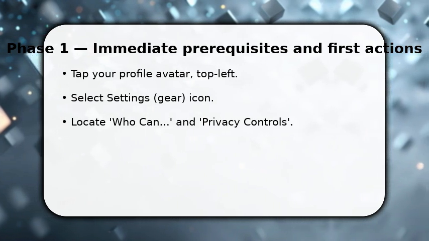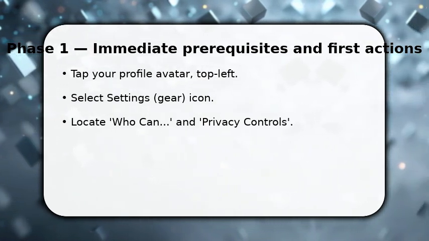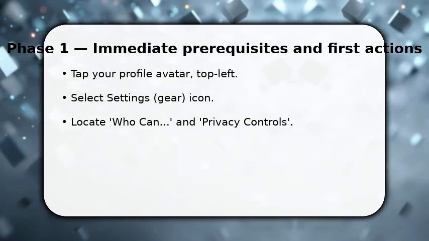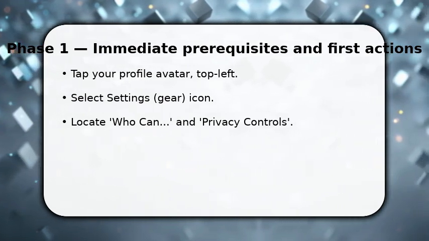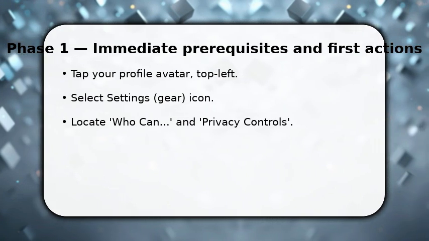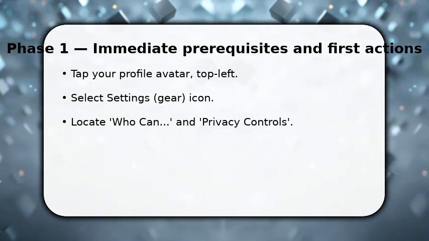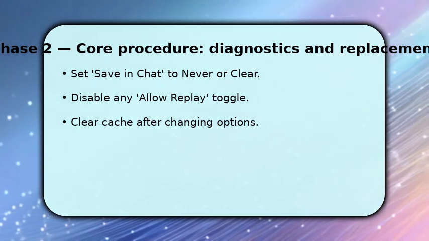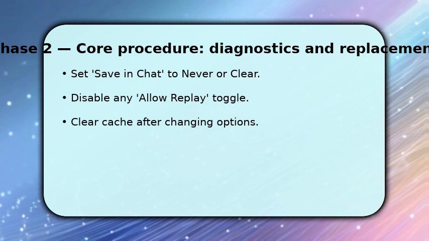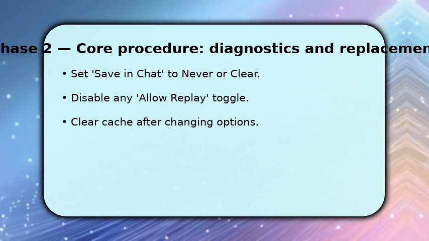Make sure to keep the app on the main account if you use multiple logins, because these controls are account-specific. Otherwise, changes won't apply to the account that receives the replays. Now change the settings. Set Save and Chat to Never, and explicitly turn off any Allow Replay toggle you see. You do this because disabling storage prevents the app from offering replays as a fallback.